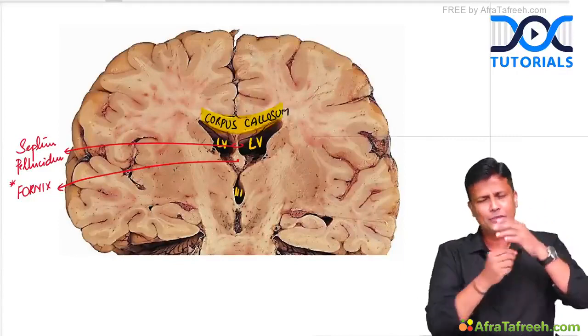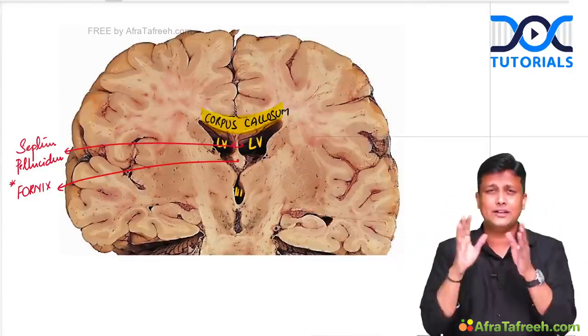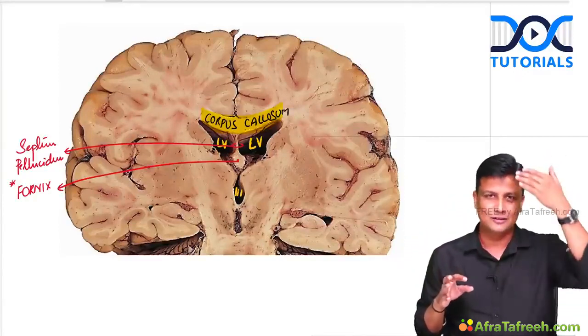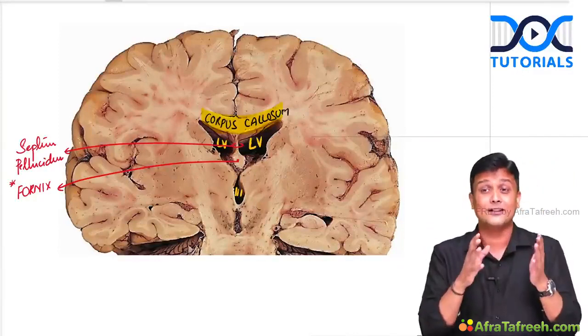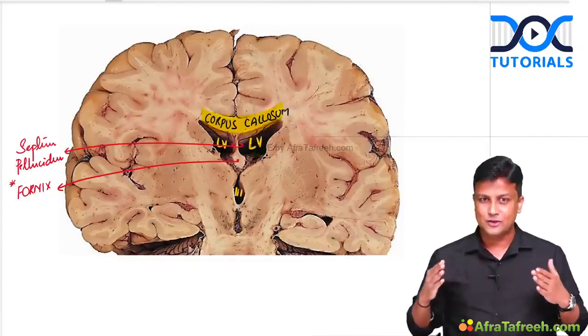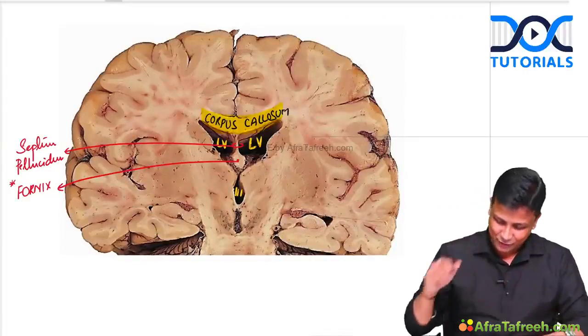That is the fornix. Fornix is one such structure that you'll be able to appreciate in almost every section of the brain. Every section, whether it is a transverse section, the coronal section, as well as the parietal section, in every section you'll be able to appreciate the fornix there. Why? Because the way it is traveling is totally in 3 dimensions. Okay, so that's your fornix there.